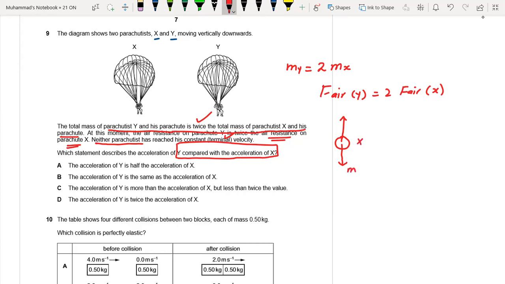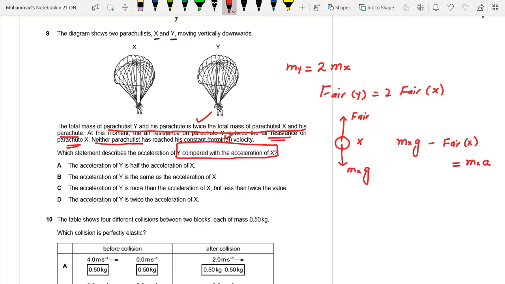You know that this downward force is mg, that is weight of object, and upward force is air resistance. So if I write the equation for acceleration of this parachutist X, that is downward force minus upward force, because the downward force is greater, so net force is in the downward direction. Air resistance of X is equal to mass times acceleration. This is according to Newton's second law, that net force is equal to mass times acceleration.